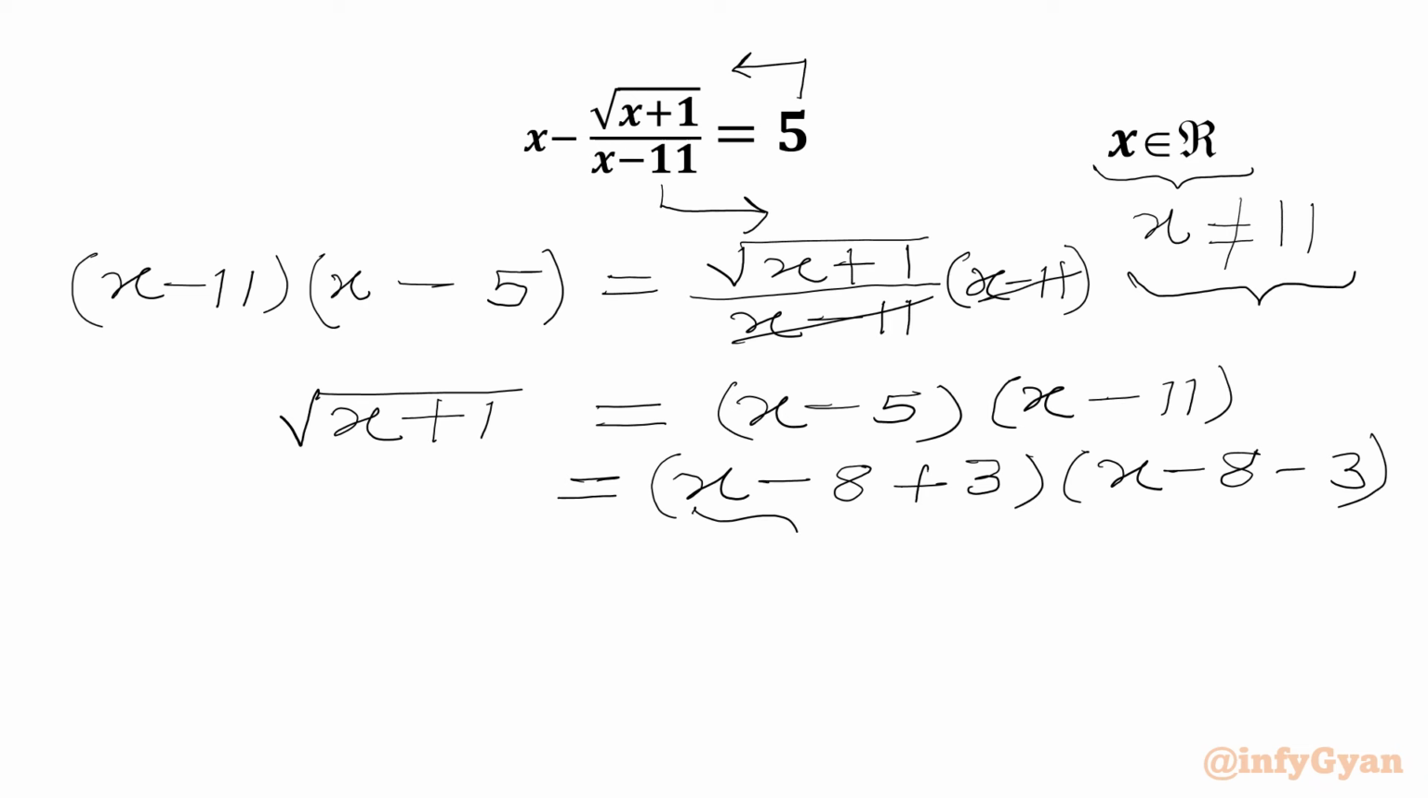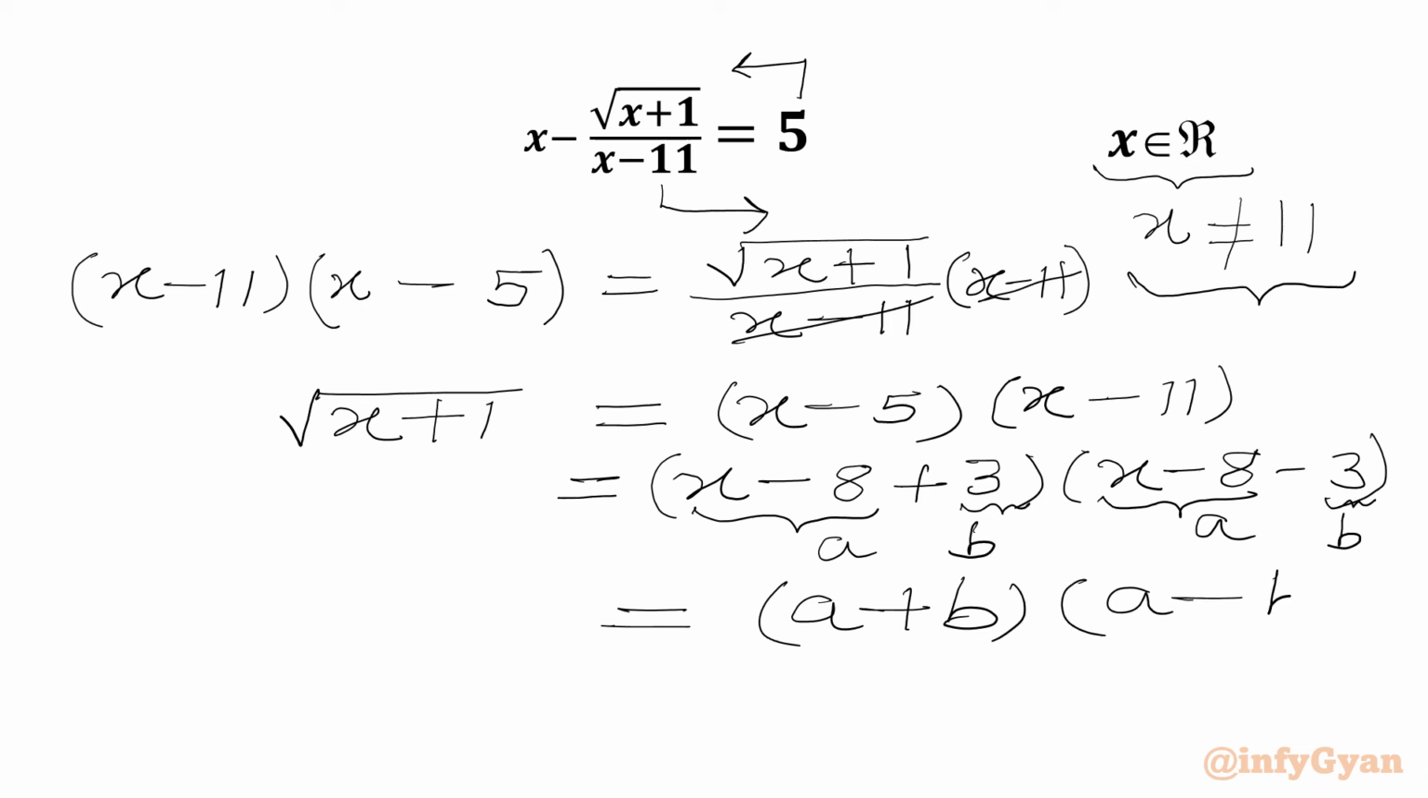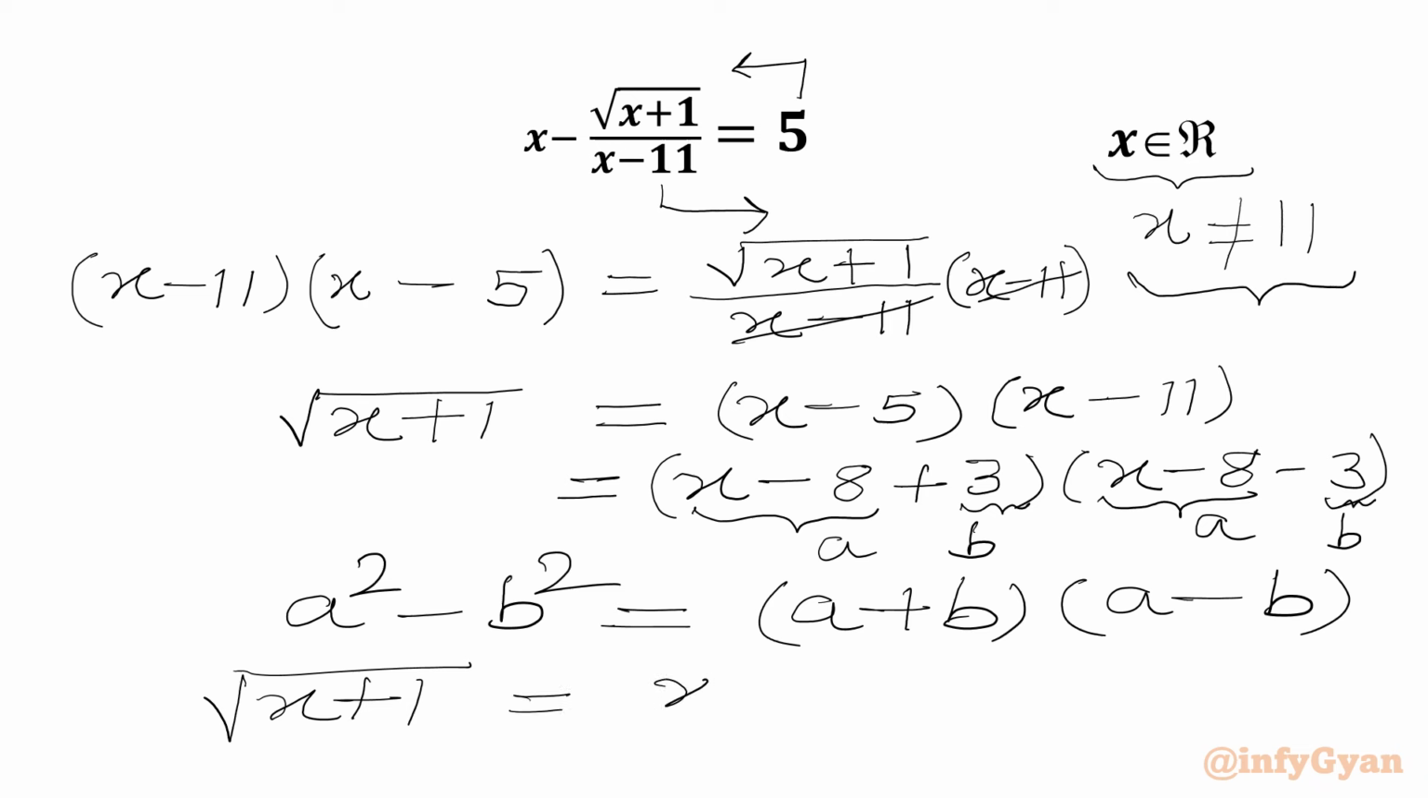Now if we consider x minus 8 equal to a and 3 equal to b, then in the RHS we have one specific form, (a plus b) times (a minus b). We know that this is the difference of two squares identity, so we can write a square minus b square. A is x minus 8, b is 3. So we can write square root of (x plus 1) equal to (x minus 8) whole square minus 3 square, so we can write 9.